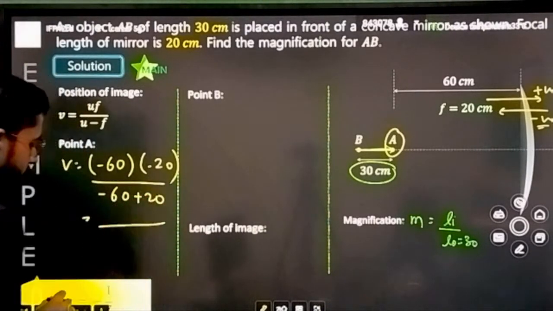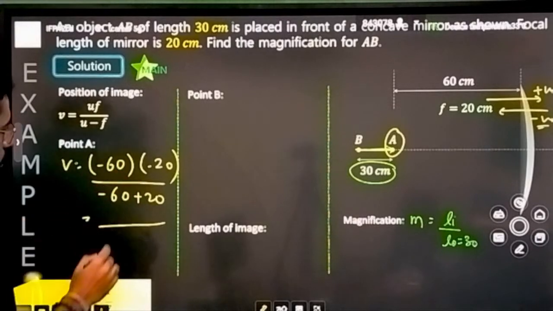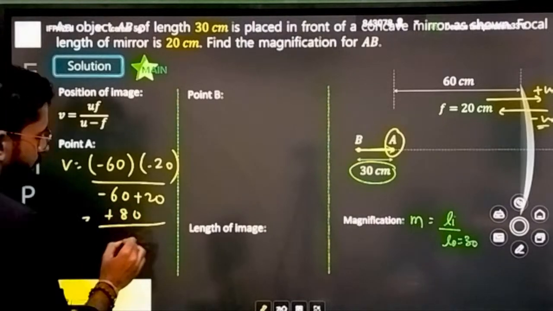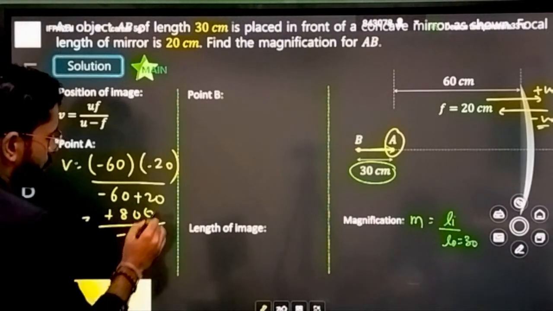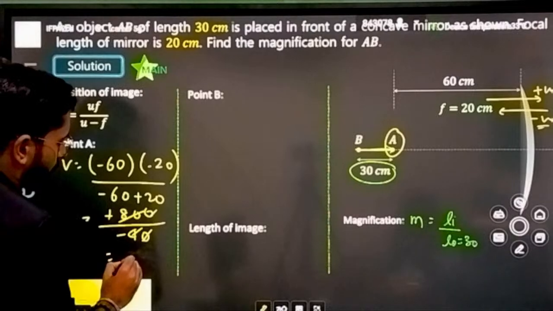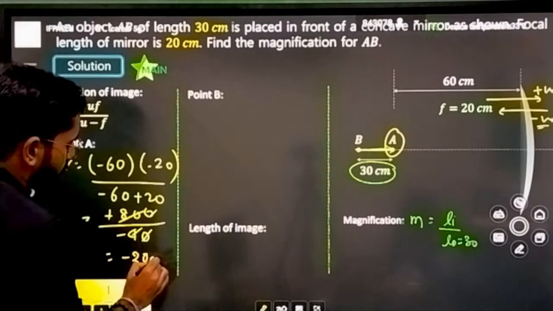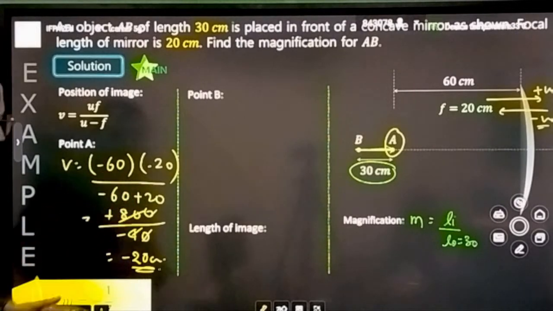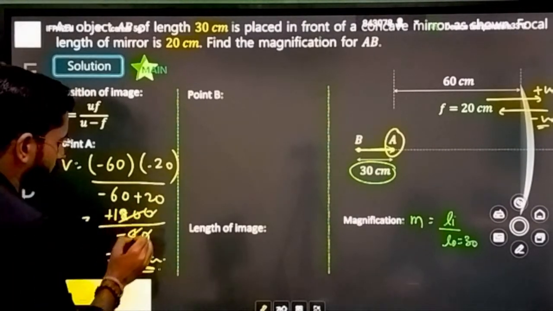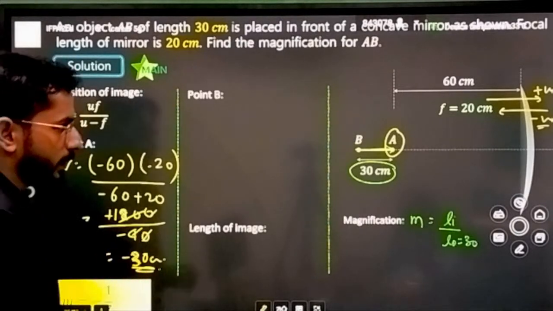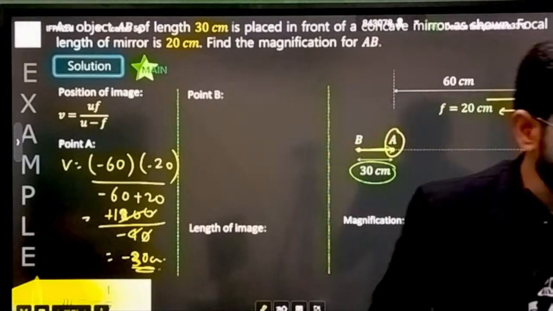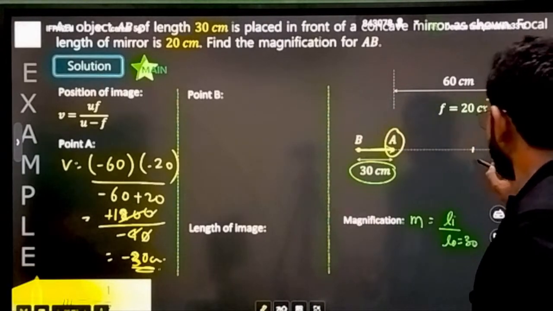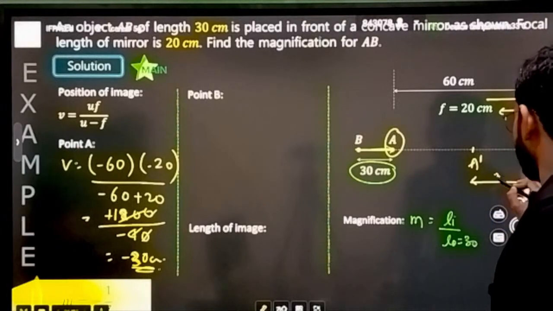How much will this come? Check it. It will be coming as minus 80. Actually, it will become plus, and here it will become minus 40. That means, if my calculations are correct, it will be coming as minus 20 centimeter. Cross check it. Arey yaar, it will be 1200, no? It will be minus 30 centimeter. If I am getting it wrong in the calculation, please tell me in the comment section. The image of point A, let's suppose A dash, is at a distance of 30 centimeter from the pole.